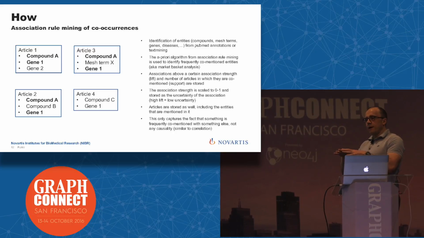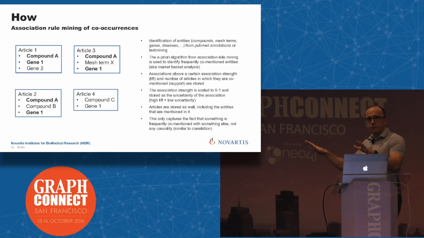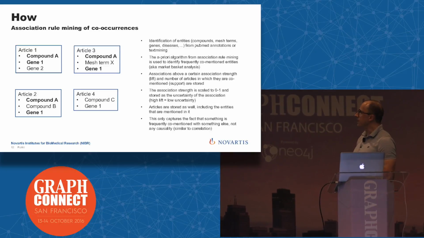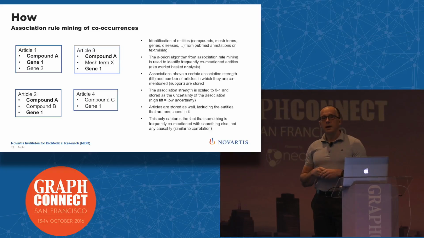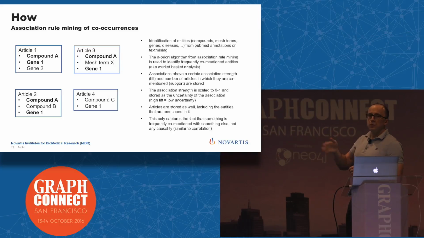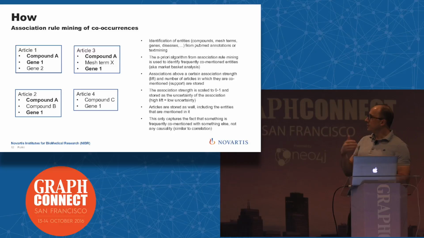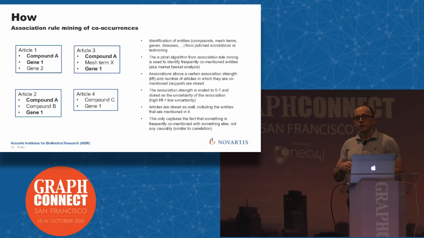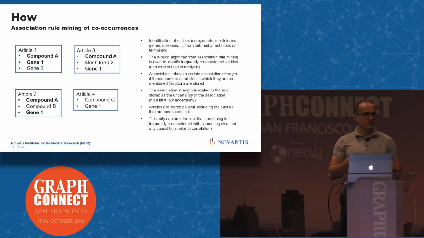We're exploiting the fact that we're looking across all of these 25 million abstracts. And when you do this, here's a little toy example where I have these 4 articles. If you look across these articles, you will see that some of these entities, like compound A and gene 1, occur together quite frequently. So we're using association rule mining to establish the association, or the probability of co-occurrence, for these entities.